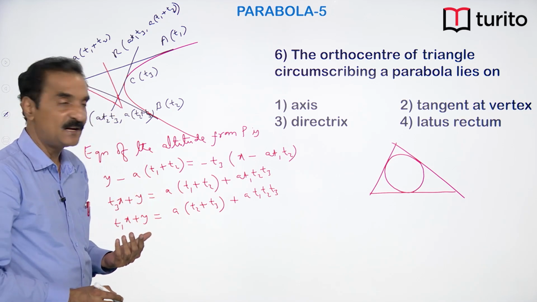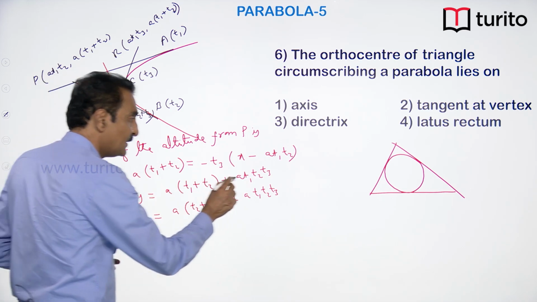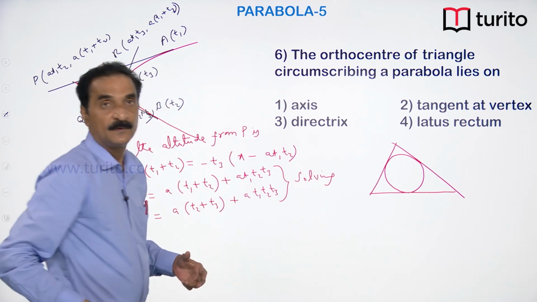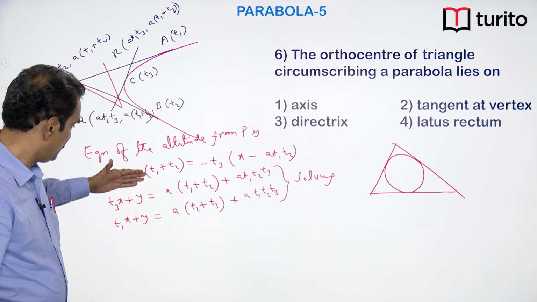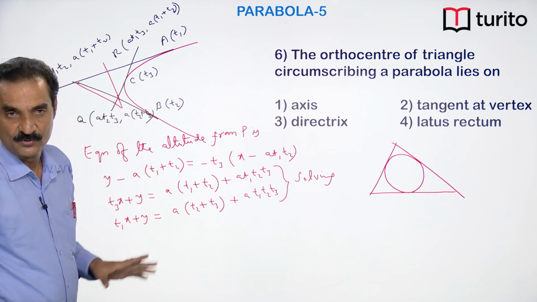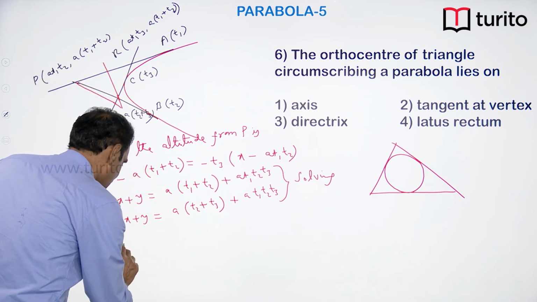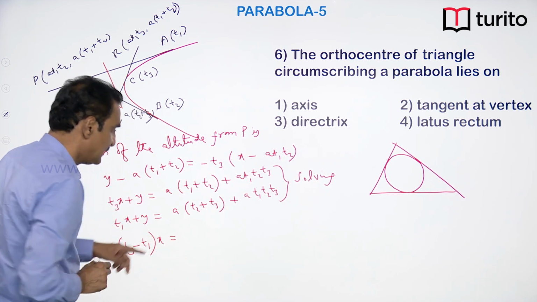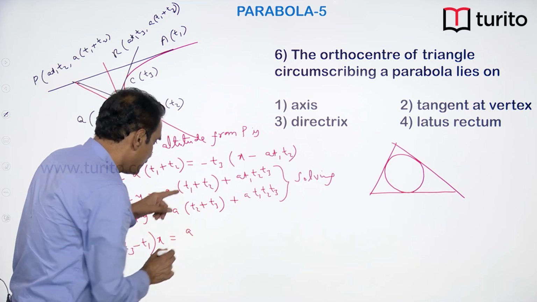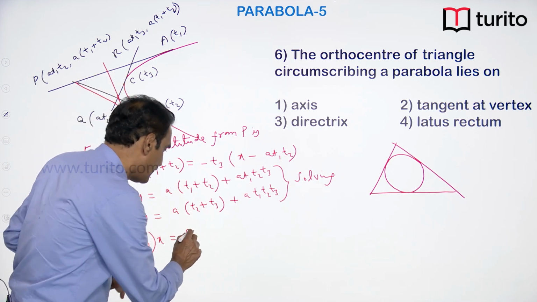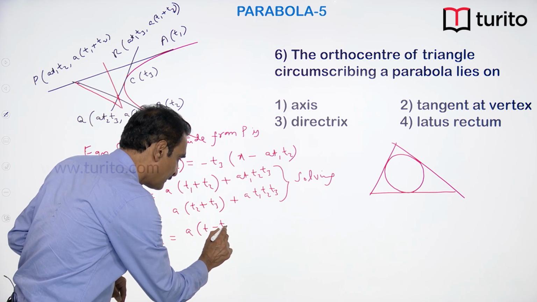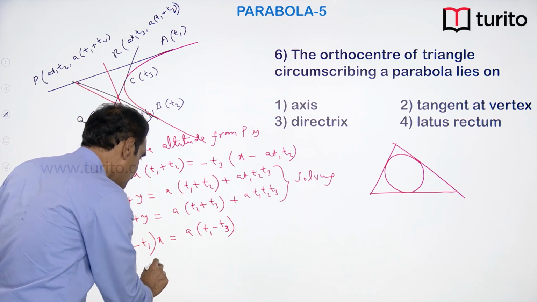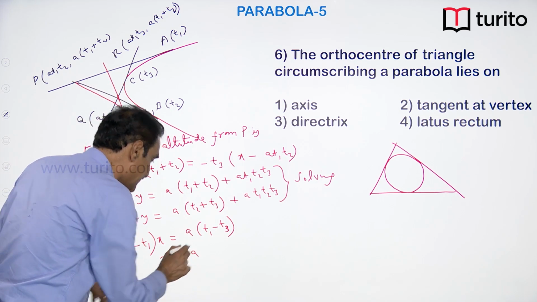How do you get the orthocenter? By solving these two. Solve. If you subtract directly, y is cancelled out. Subtract: T3 minus T1 into x is equal to a into, subtract, T1 minus T3. This is cancelled. Then you will get x is equal to minus a.